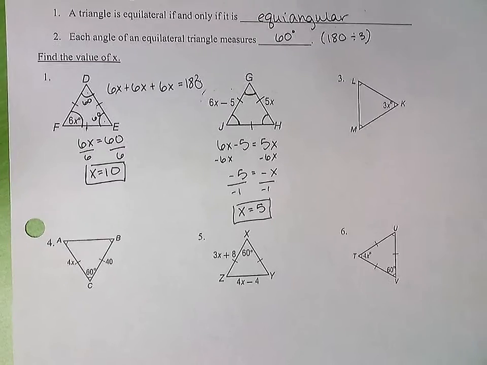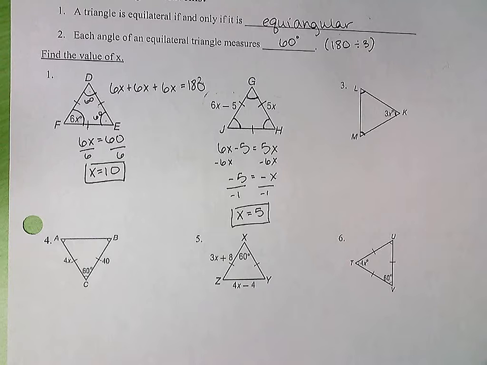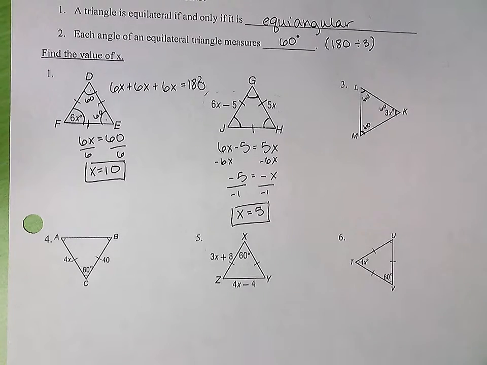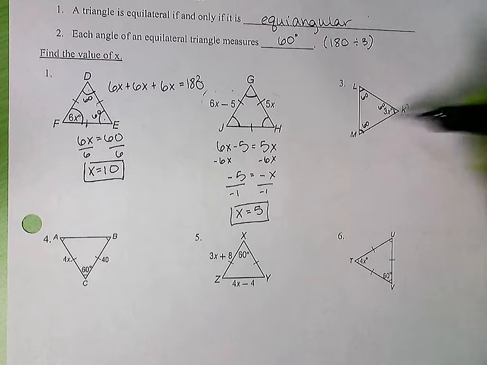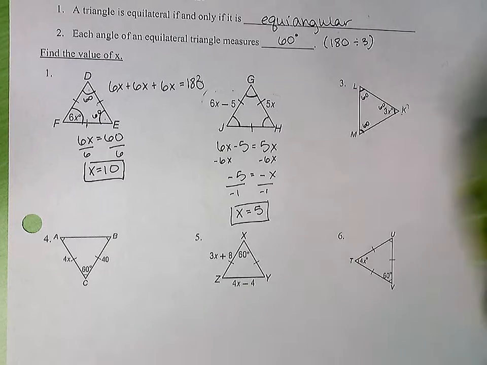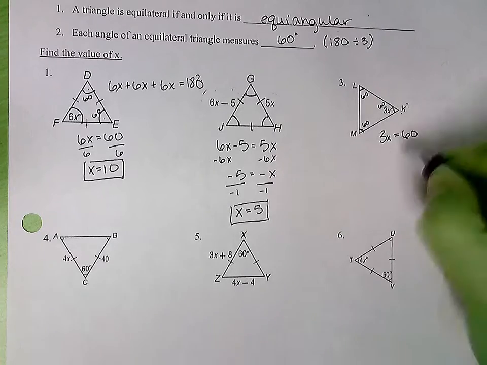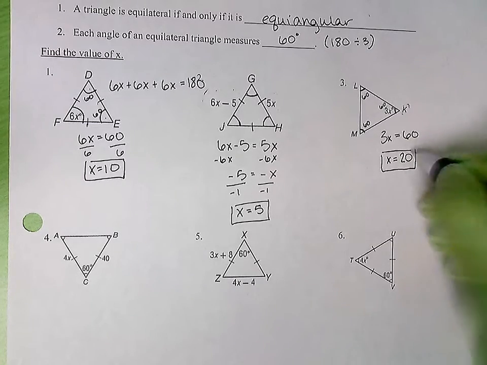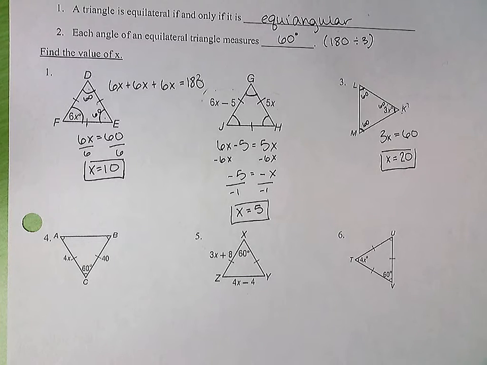All right, number 3. All 3 of your angles are congruent. Okay, since all 3 of those angles are congruent, all 3 have to be 60 degrees. Okay, so since angle K is 60, I can set that equation equal to that. So we can set 3x equal to 60. Divide by 3, and x should be 20. Now again, you could have said 3x plus 3x plus 3x equals 180. That would work too.